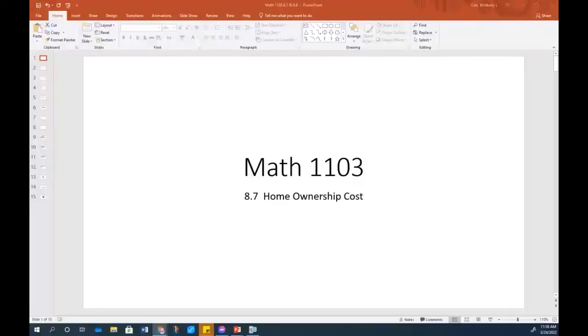Hello. As we go a little bit further into our personal finance section of this course, today we're going to look at home ownership costs, and there are formulas that are actually very similar to the ones we saw last time, and we'll want to have a calculator handy as we go through these things.